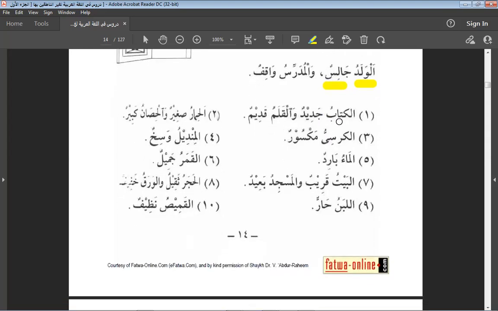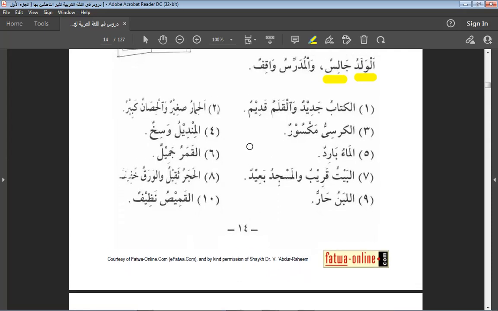Okay. It says, Al-Kitabu jadidun wal-qalamu qadimun. In all this, as we are doing, you run your mind around sentences you would want to create other than this, and then inshallah we create them together. Then we memorize them. We just keep them in our minds. Al-Kitabu jadidun. The book is new, wal-qalamu qadimun, and the pen is old. Jadidun, new, qadimun, old.